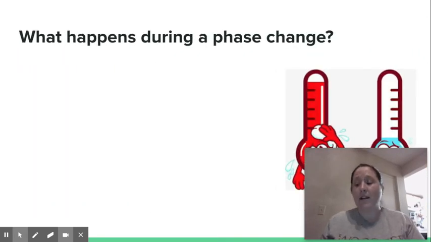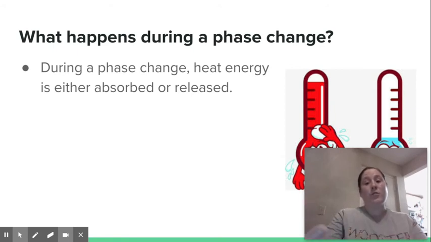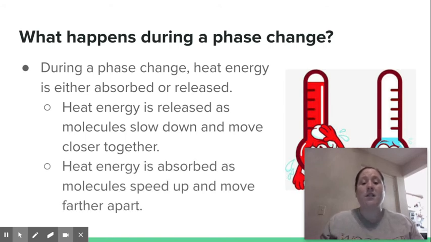So what happens during a phase change? During a phase change, heat energy is going to either be absorbed, taken in, or released, pushed out. So heat energy is released as molecules slow down and move closer together, and heat energy is absorbed as molecules speed up and move farther apart.